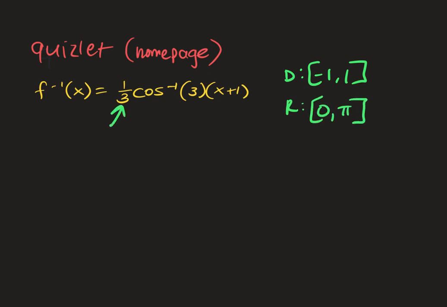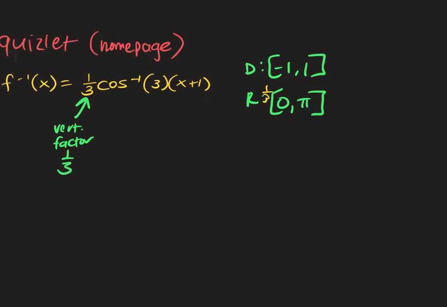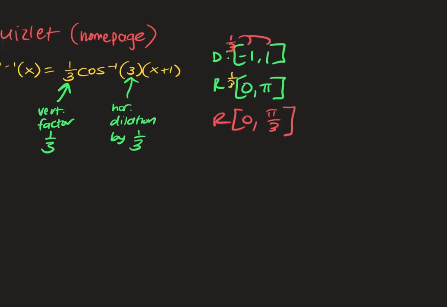So the 1/3 on the front affects what? That's your range. It's a vertical dilation by a factor of 1/3, which means I'm going to alter the range with that. So it would be 0 to pi over 3 for your range. Then you've got the 3 inside, next to the cosine, and that does what? This would be a horizontal dilation by 1/3, which means I'm going to multiply my domain by 1/3. So I get -1/3 and 1/3.